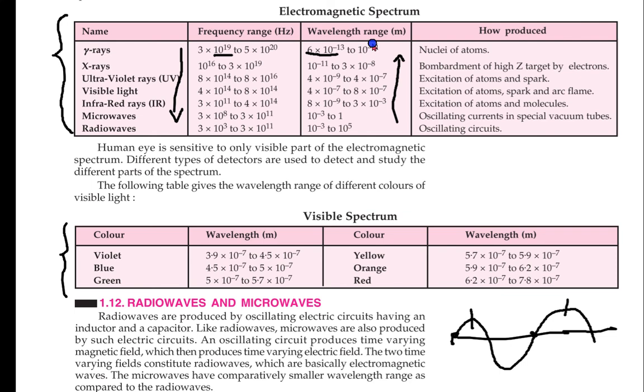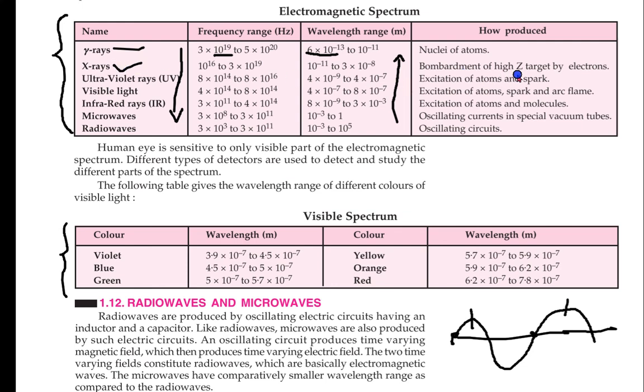So how are they produced? Gamma rays are produced by nuclei of atoms, that is, nuclear disintegration, decay. Gamma rays are produced that way; X-rays are produced by bombardment of a high Z target by electrons.